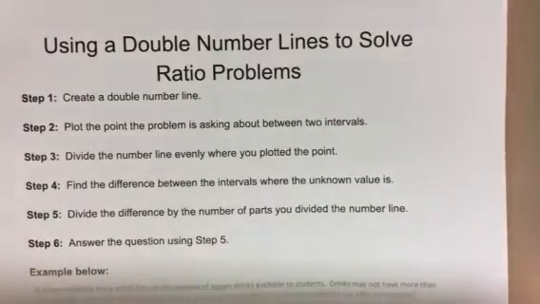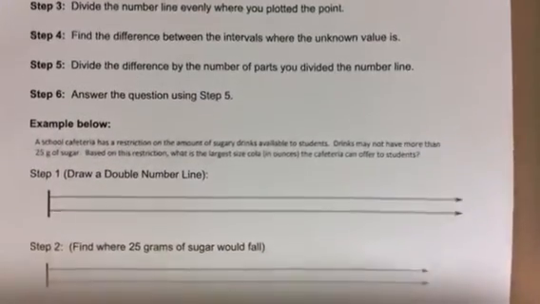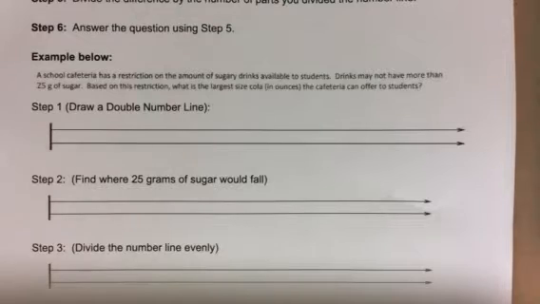Let me remind you what the word problem was. A school cafeteria has a restriction on the amount of sugary drink available to students. Drinks may not have more than 25 grams of sugar. Based on this restriction, what is the largest size cola in ounces the cafeteria can offer to students?